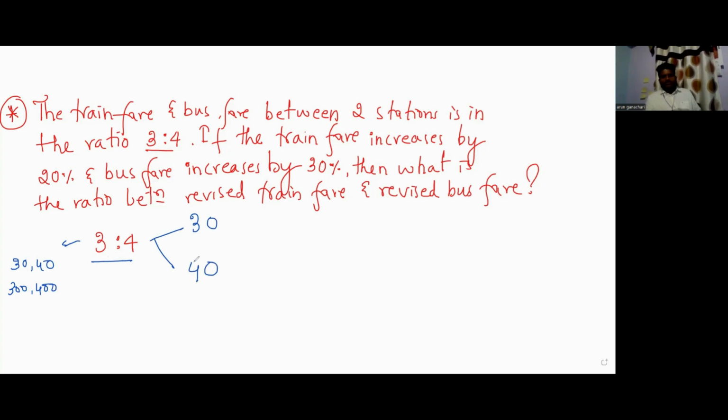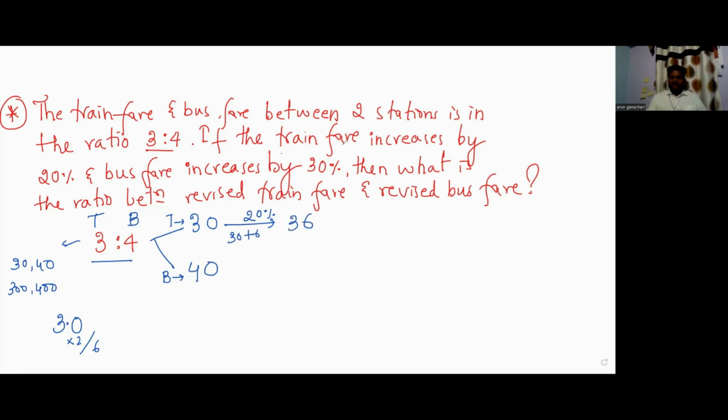Getting this? So train fare is 30 and bus fare is 40. If the train fare is increased by 20%, so what is 20% of 30? How will you calculate? 10% is how much? From the right side, leave one number and place a decimal. So 10% is 3. 20% will be 6. Yes or no? So 30 plus 6 will be 36.